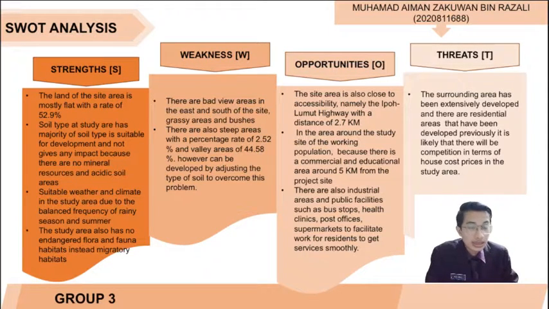And opportunities, the site is also close to accessibility, namely the Ipoh to Lumut highway with a distance of around 2.7 kilometers. And in the area around the study site there is a working population, because there are commercial and educational areas around 5 kilometers from the project. And there are also industrial and public facilities such as bus stops, health clinics, post offices, and supermarkets to facilitate residents to get services smoothly.